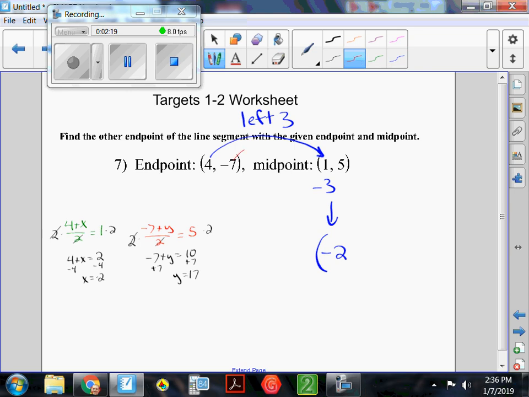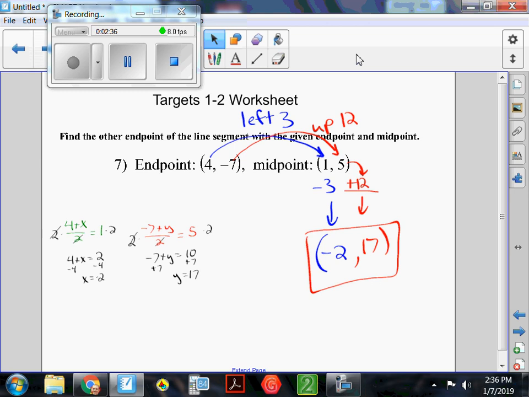So that gives me the x coordinate of the other endpoint. To go from the y value, negative 7, to 5, I'd have to go up 12 or add 12. And so if I do 5 plus 12, I get 17. So that's another way to do it without the algebra equation, and I like both ways quite a bit.